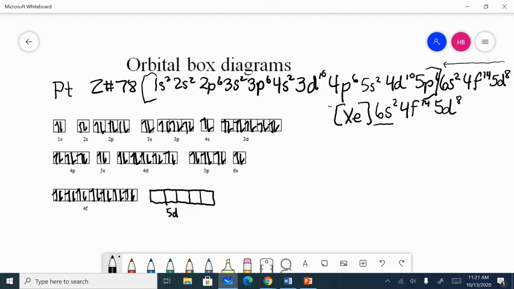And then this last shell, we're going to be careful because it's 1, 2, 3, 4, 5, 6, 7, 8. And because of this, because of Hund's rule, we see that we have 2 unpaired electrons in platinum. And that's how you do the orbital box diagrams.